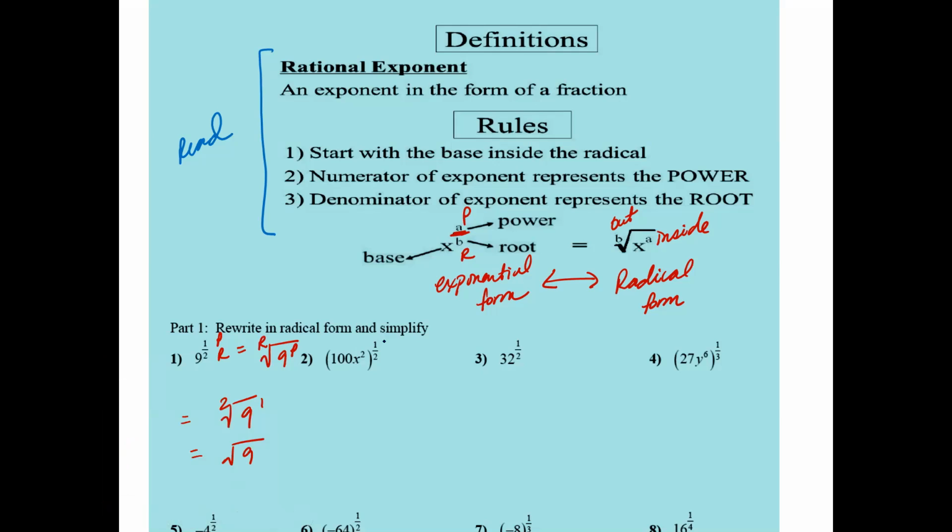Here we go. This one's going to be your power. This is going to be your root. So you're going to have 100x squared to the 1 power with a 2 on the outside, which is the same thing as just the square root of 100x squared. Well, I can break this down into the square root of 100 and the square root of x squared. And what is the square root of 100? It's just 10. And the square root of x squared is just x. So your answer is 10x.